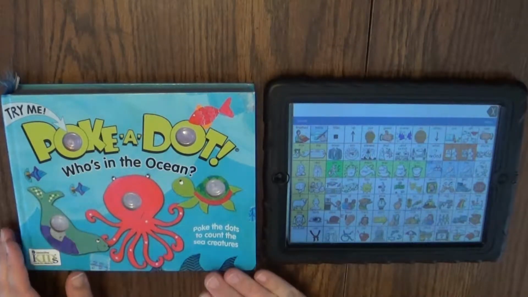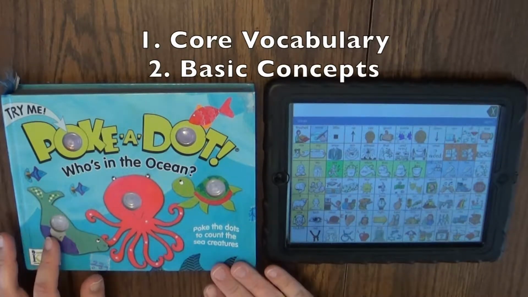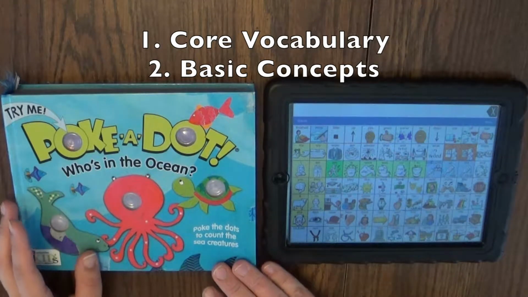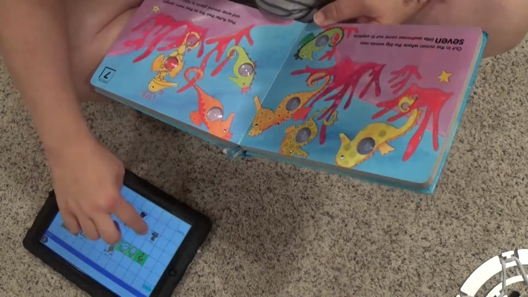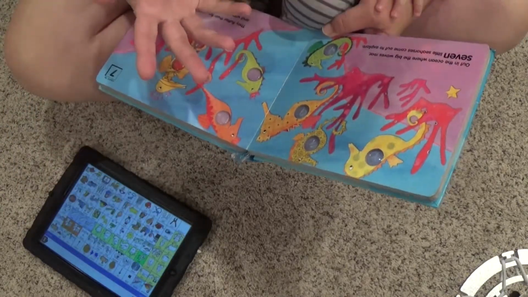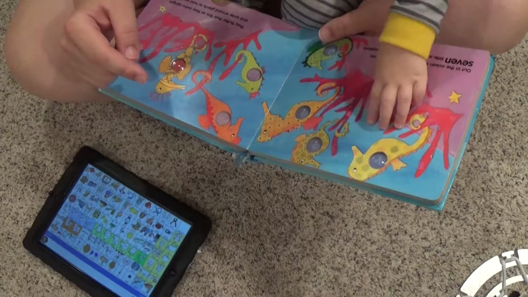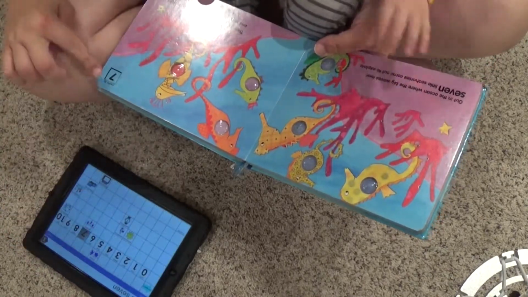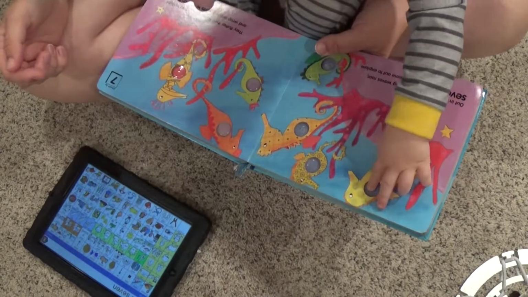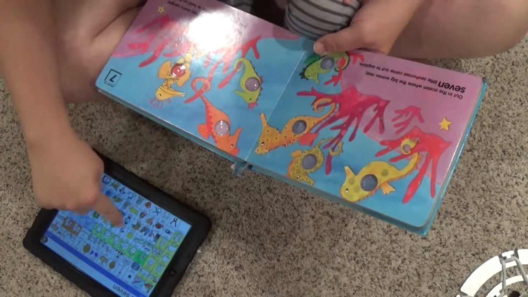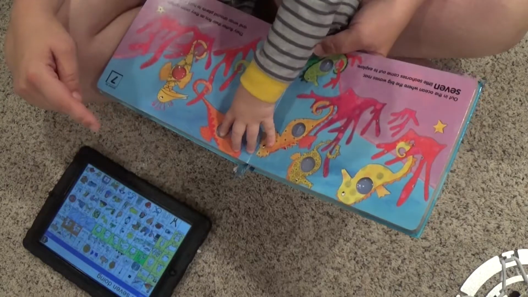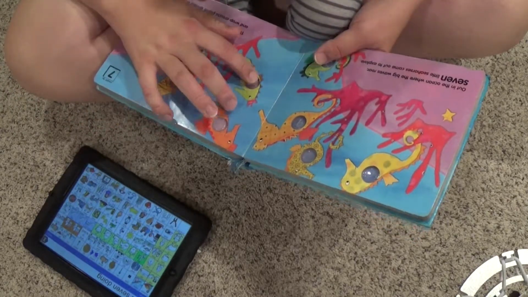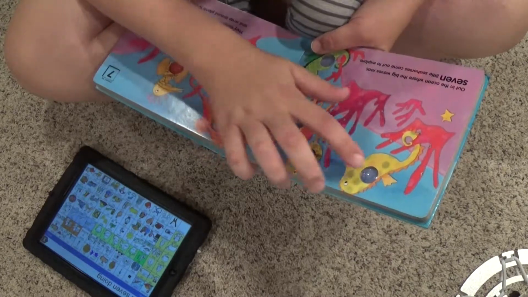The two main ways that I adapted the book to simplify my language was by focusing on core words and then basic concepts. Who do we see? Who? Seahorses. Yeah. 7 seahorses. Good job. You are doing it. You are popping the seahorses. Pop, pop, pop. The seahorses.